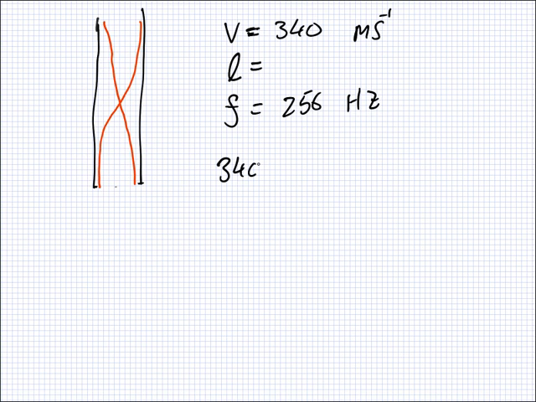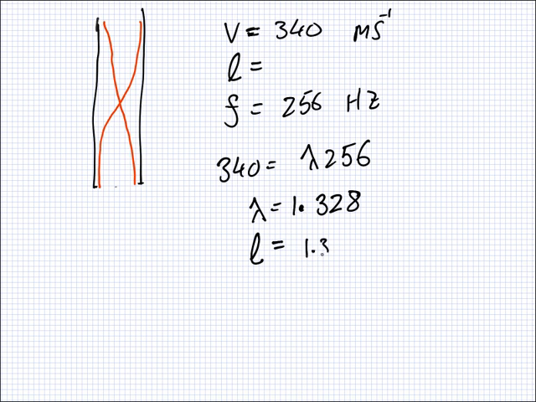Okay, so now let's see. V equals lambda f. So what was the lambda? I think it's the same, 1.3 something. 1.28? No, 1.328. Okay, now what's the length this time? See, it's not 1/4 of these. It's half of it, yeah. And don't forget, you still have to put the correction on.